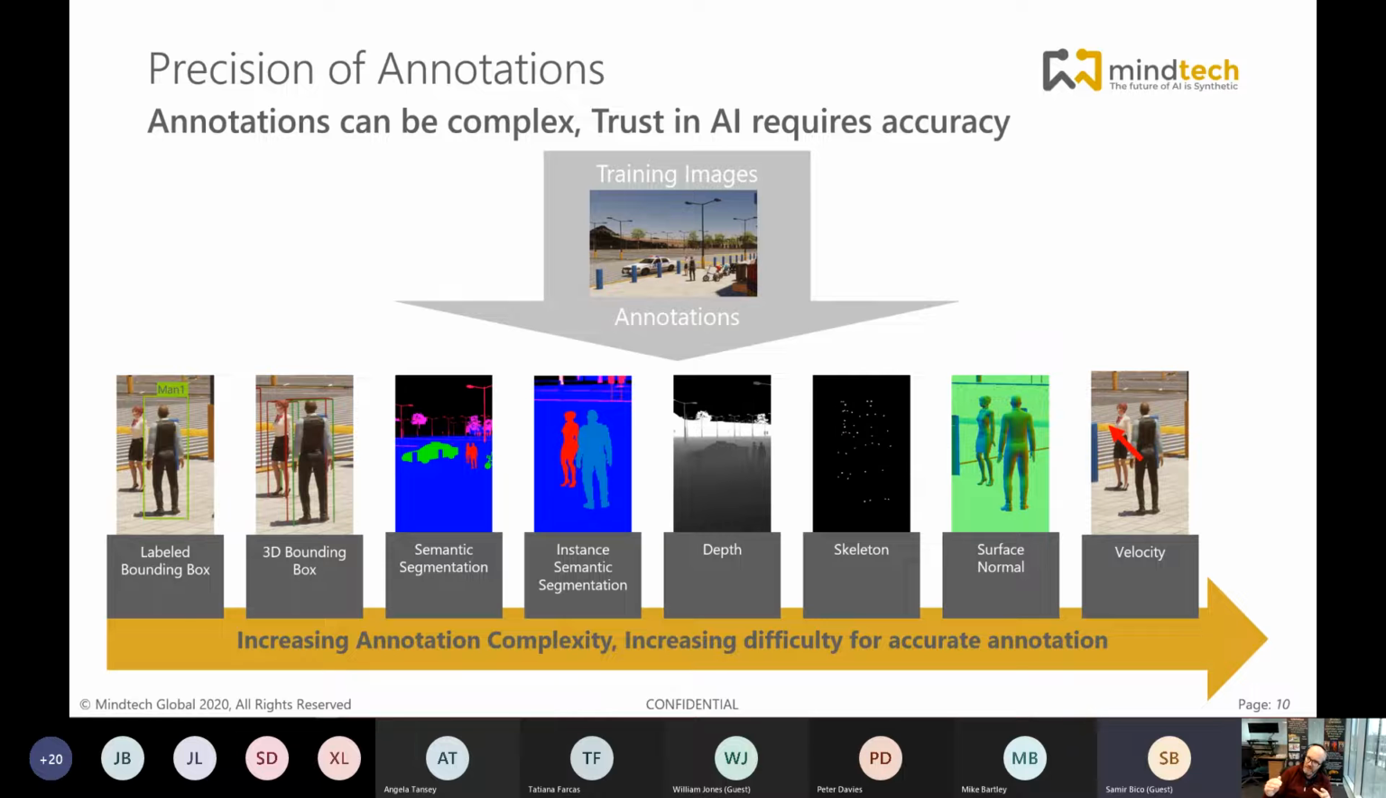In order to train the AI system to do what you want, you need very precise annotations. If we're looking at something on the left-hand side here, a very simple bounding box, labeled as a man, it's fairly straightforward to do that with data, and I can send out real world data and get that, and I can be reasonably sure that that's going to be accurate.